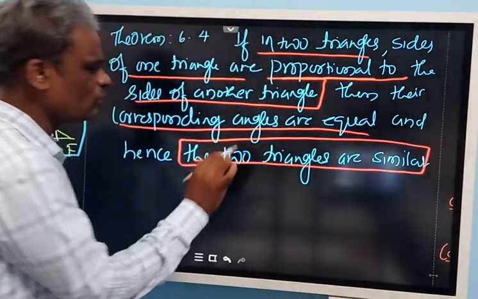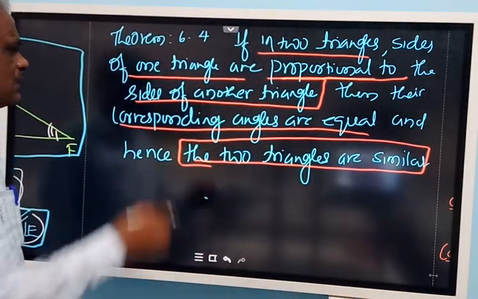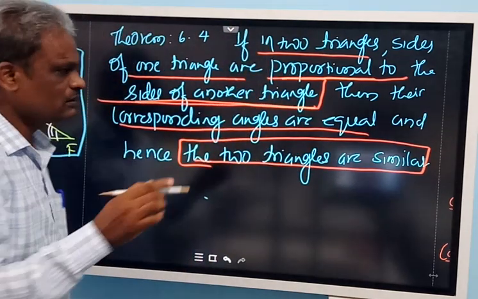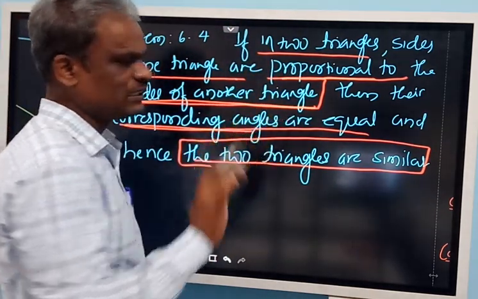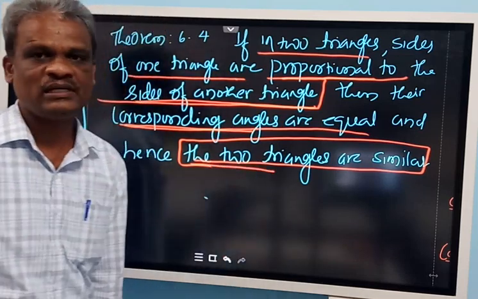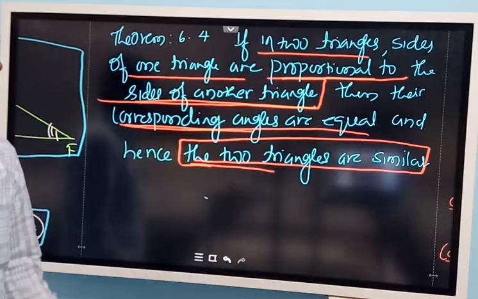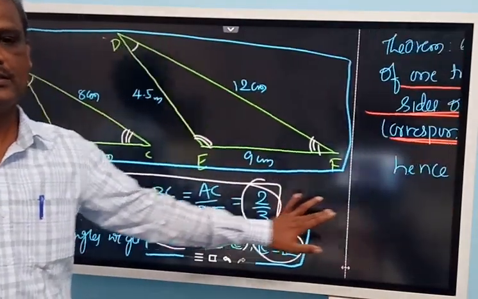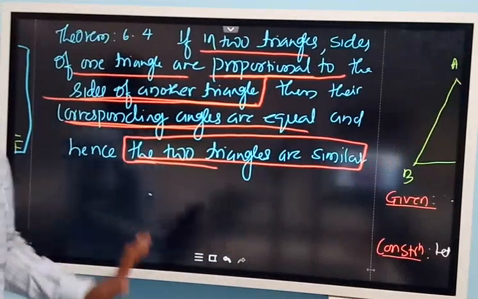This is the final proof that we have to do. What is that condition given? Sides are proportional, only that much. With that, you will make the corresponding angles equal. Then automatically the two triangles will become similar. So this is the statement we got from this activity. Okay. So now using this statement, let us prove.